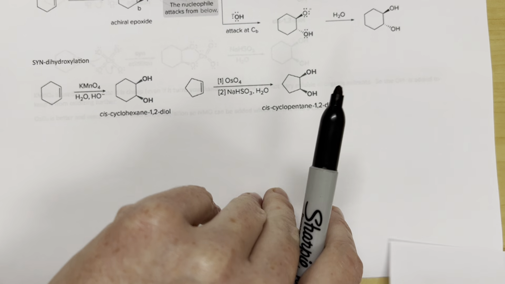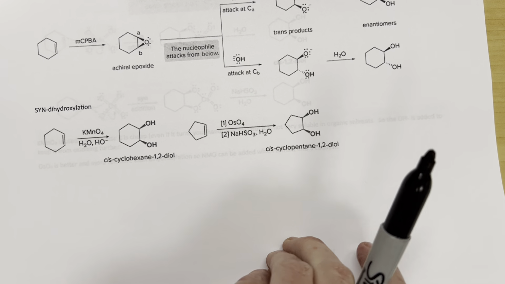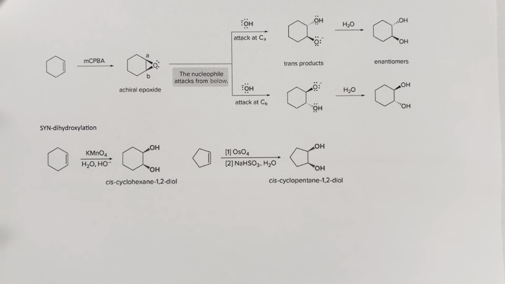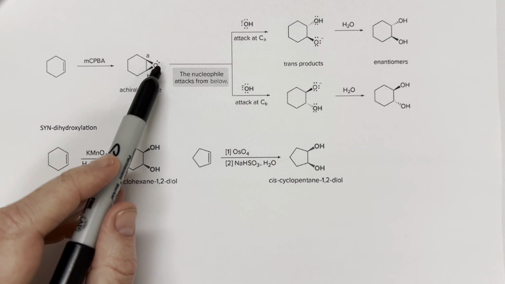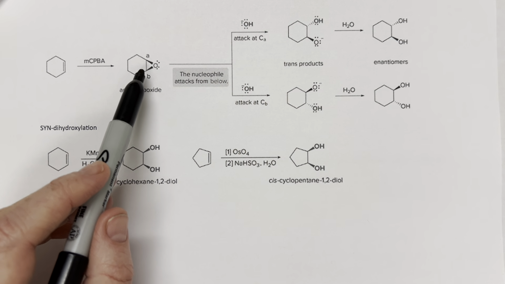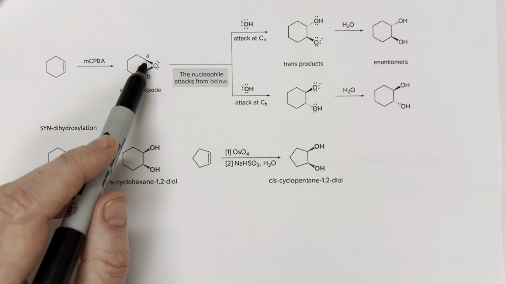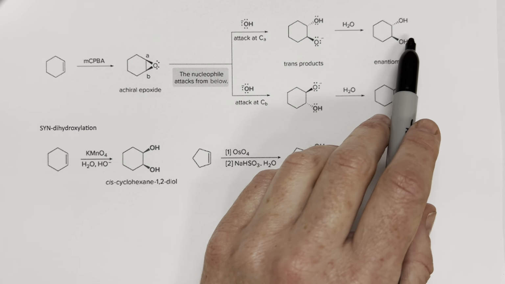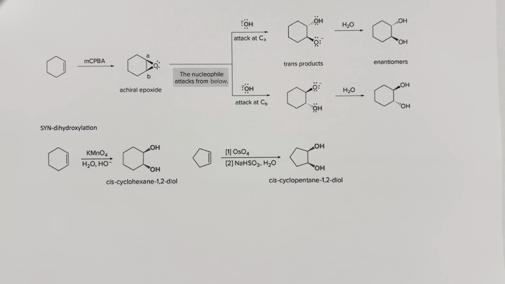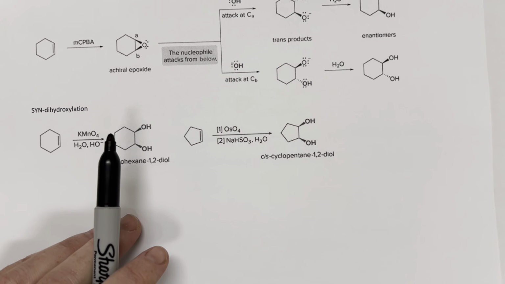In case that wasn't clear enough, I probably didn't even need to draw it. There's a picture of it right here. So again, you got the alkene, you react it with your peroxy acid, and you end up in this situation. Then you can have OH minus coming from here or OH minus coming from there. Doesn't matter, and that's why you're going to get the enantiomers or the trans product.